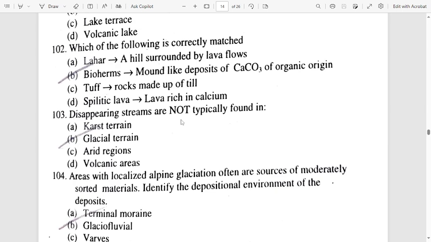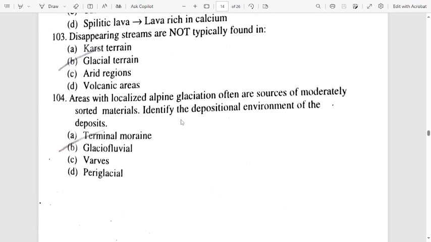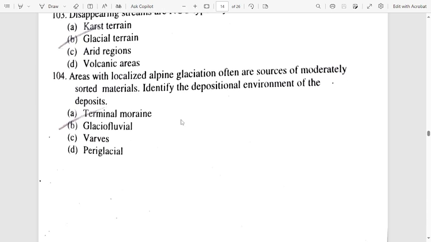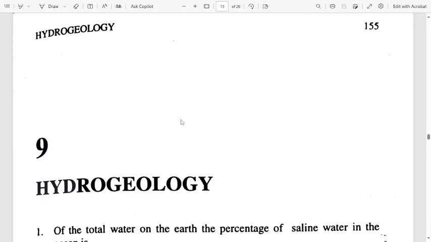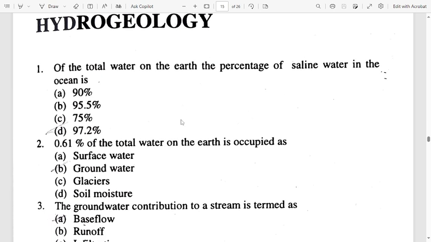Spelite is basaltic. Disappearing streams are not typically found in glacial terrains. Areas with localized alpine glaciation often are sources of moderately sorted materials. Identify the depositional environment of the deposits. Glaciofluvial. Okay, hydrogeology. Of the total water on the earth, the percentage of saline water in the ocean is 97.2 percentage.